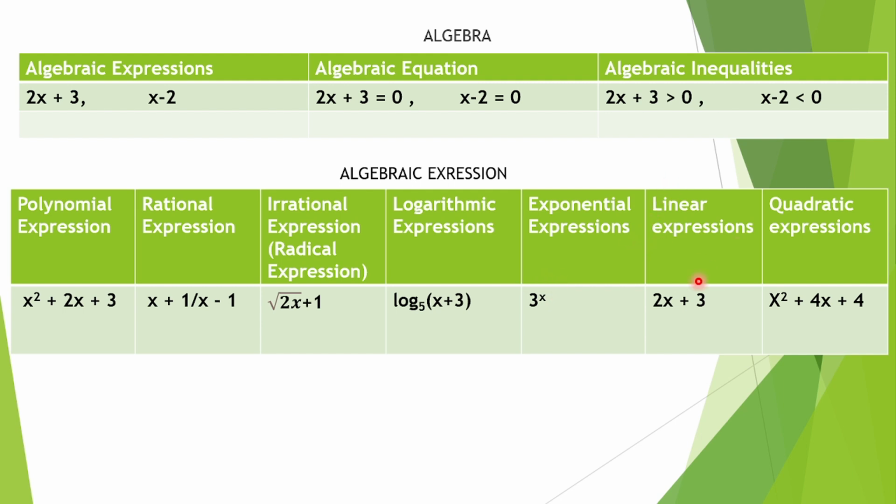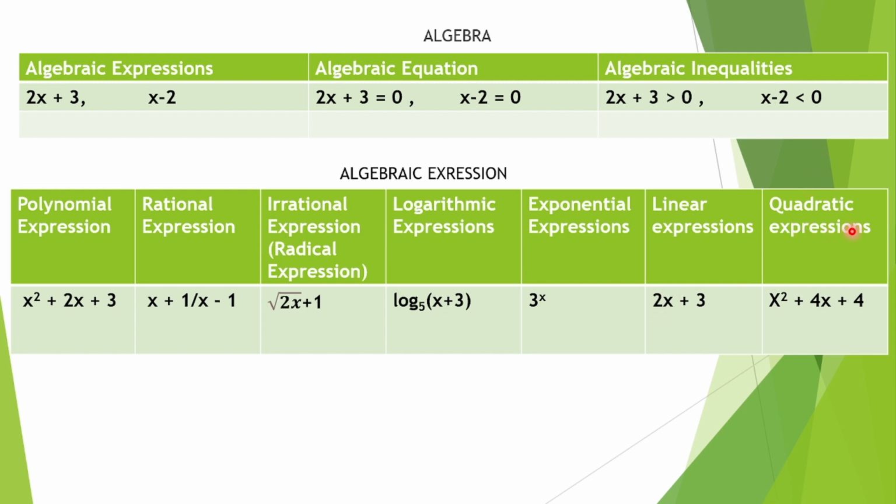This is a linear expression, and it is necessary for a linear expression that the power of the variable must be equal to 1. So the power of x is 1 in 2x plus 3. If we write this as 2x squared plus 3, then we cannot call it a linear equation. So it is necessary for a linear equation that the power of the variable must be equal to 1.